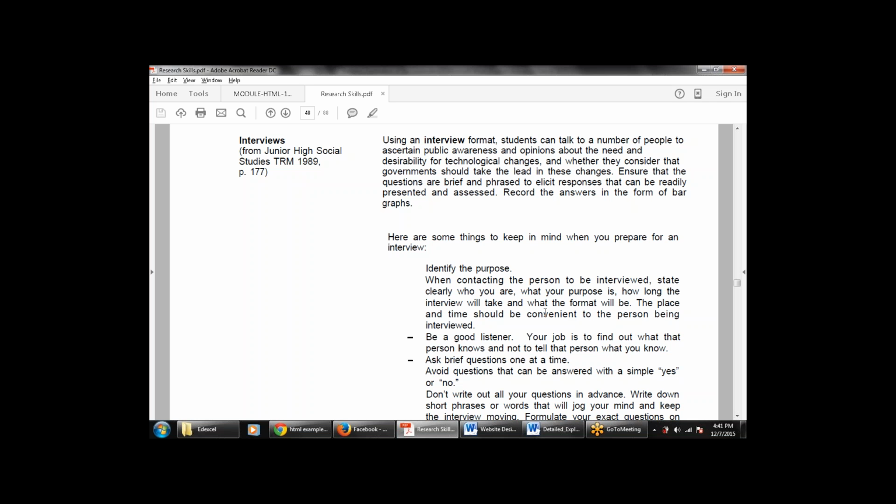The second thing to keep in mind: be a good listener. Don't say, no, this is not okay, now you tell me this one, not this one. There is no need for plenty of questions to be asked of the interviewee, but be a good listener. Your job is to find out what the person knows, not to tell that person what you know. You will judge the interviewee, not the other way around. That is the main part. Your job is not to say, yeah, this is okay, this is fine, this is good. That is not okay.